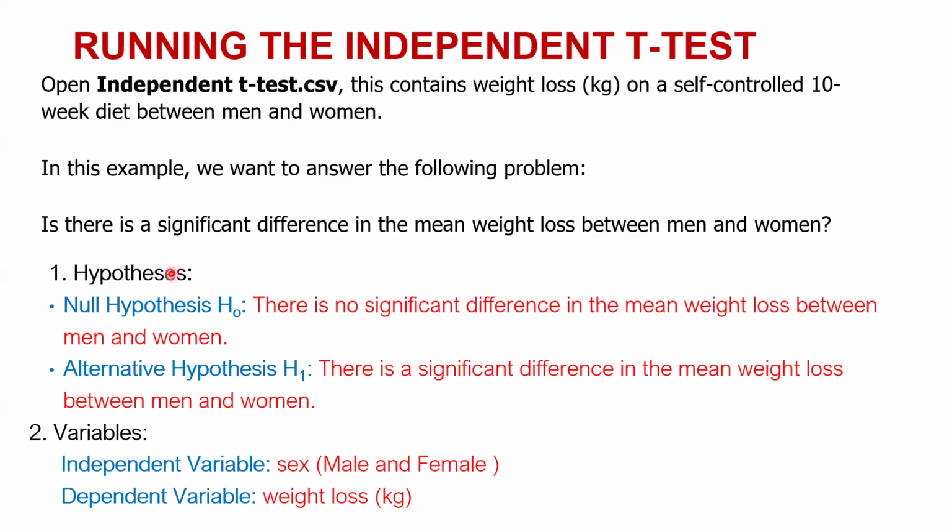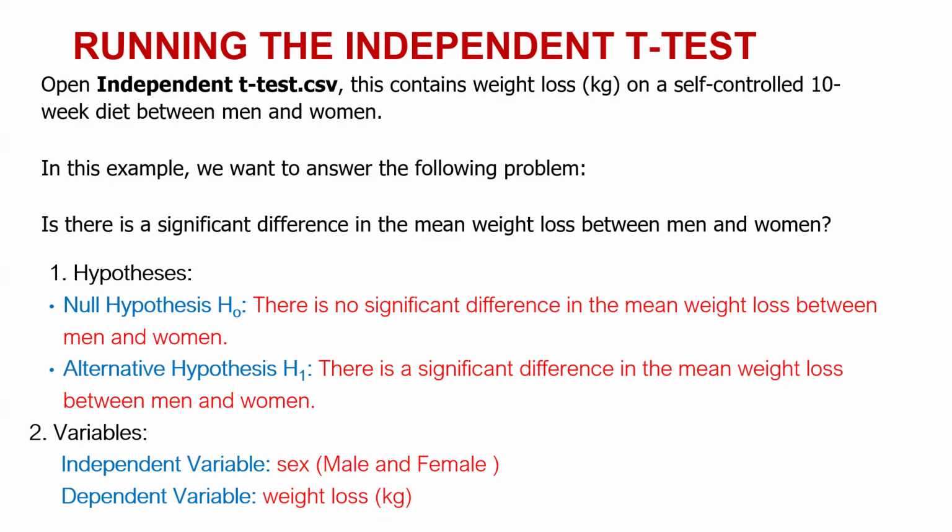The first step is we formulate our hypothesis. The null hypothesis: there is no significant difference in the mean weight loss between men and women. And correspondingly, our alternative hypothesis: there is a significant difference in the mean weight loss between men and women. Then, for the second part, we identify the variables. Our independent variable is sex, or gender, and we have 2 categories, male and female. Our dependent variable is weight loss in kilograms.